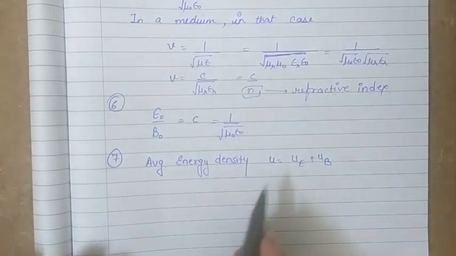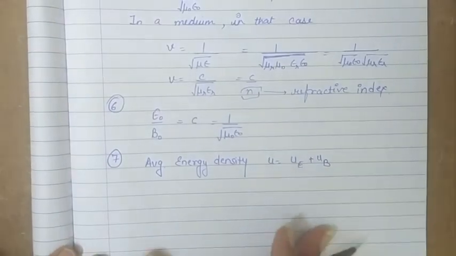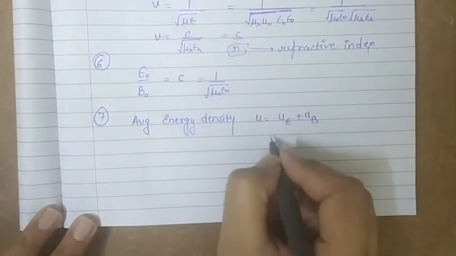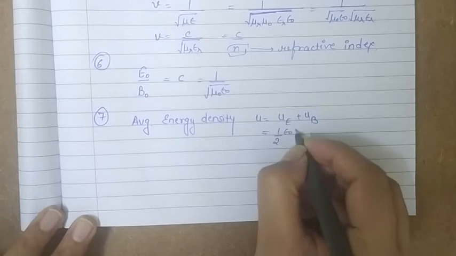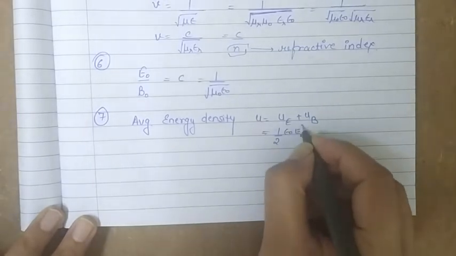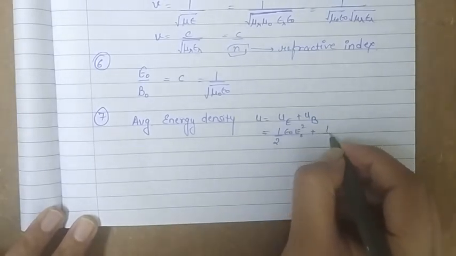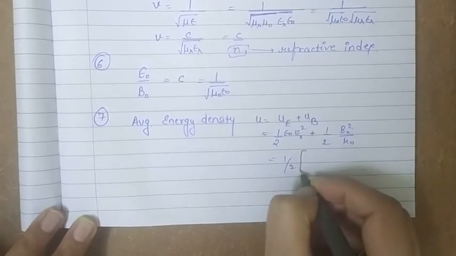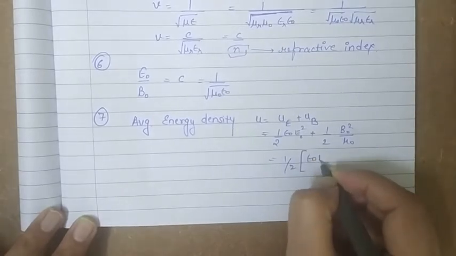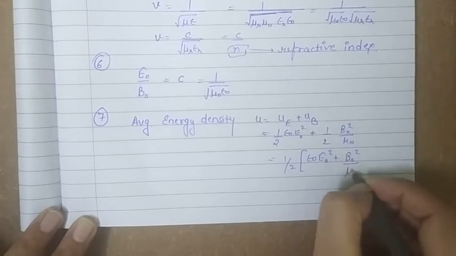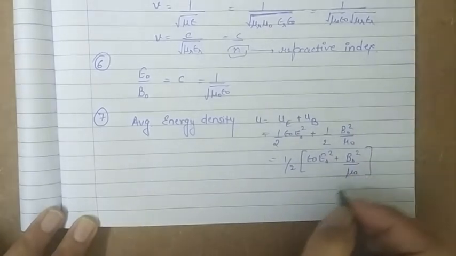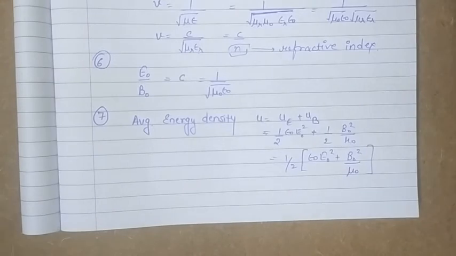These are the densities for electric field and magnetic field, and we can substitute their values, then we get the answer: half epsilon naught E naught square plus half B naught square upon mu naught. Or we can take half common, then it will be half into epsilon naught E naught square plus B naught square upon mu naught. This is the average energy density of an electromagnetic wave.